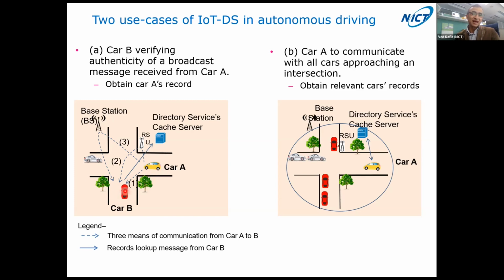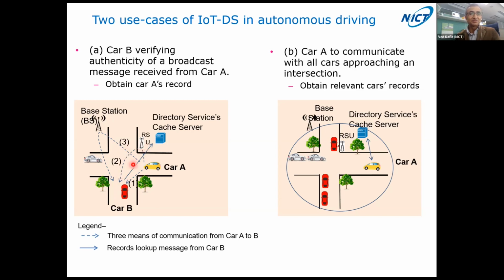Then what happens? The red car doesn't know about the yellow car, so it doesn't know whether the message is genuine or not, whether the message is coming from some authorized vehicle or not. Then it sends a lookup message to the nearby directory service cache servers, and it obtains a response. And the response can be obtained through different channels.